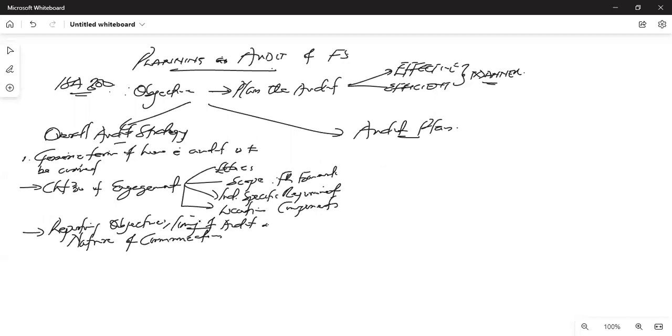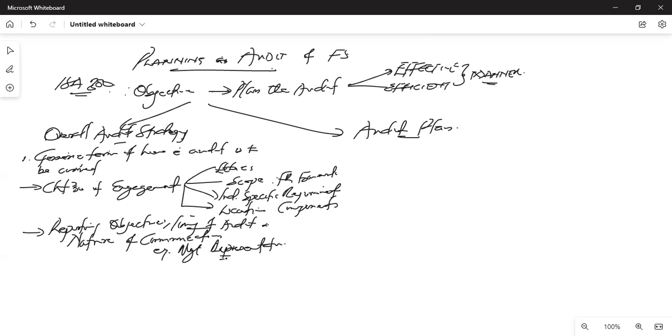So it is spelled out in the audit strategy: the timing of the audit, whether interim or final, and the way you will be communicating, especially the management representation. We will look at this later in the course. Management representation is management's stand on certain issues, okay?